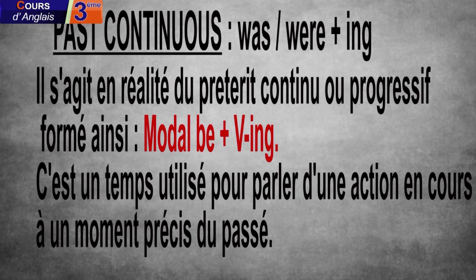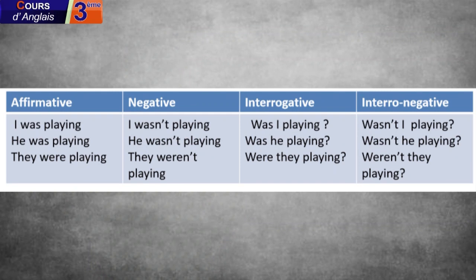So let's see the affirmative form of the past continuous tense. The verb here is to play again. So you will say, I was playing, or he was playing. They were playing. So you see that was is going to be used with I and the third person singular of the pronouns, and were for the rest, you and we and they.